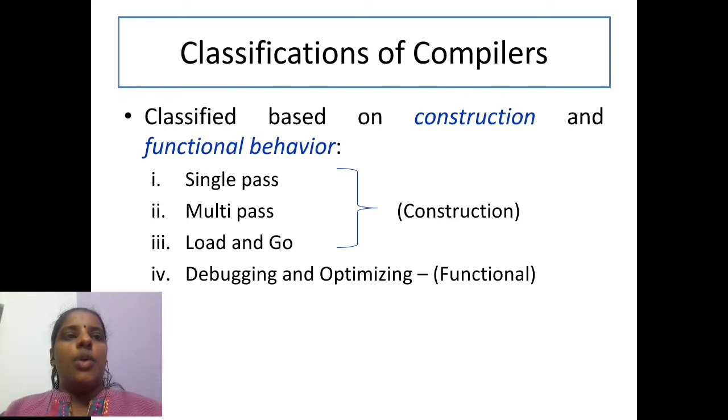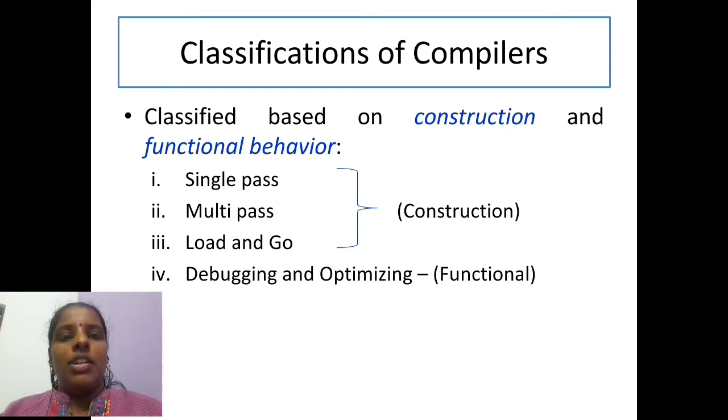Let us see how the compilers are classified. Compilers are broadly classified by constructional and functional behavior. The constructional types are single pass compiler, multi-pass compiler, and load and go compiler. The functional types are debugging and optimizing compilers.